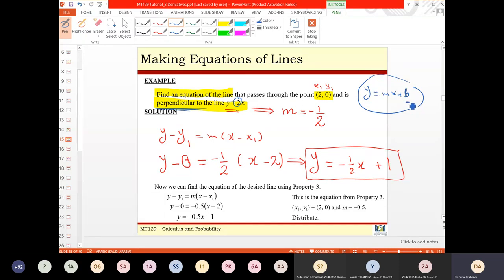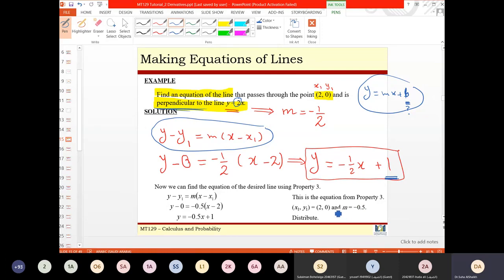I don't know the B. Here they didn't give me the B. But I have x1, I have y1, and I have m, and I know this is how the equation looks. I put the m, the y1, the x1, and rearrange. I got the B.